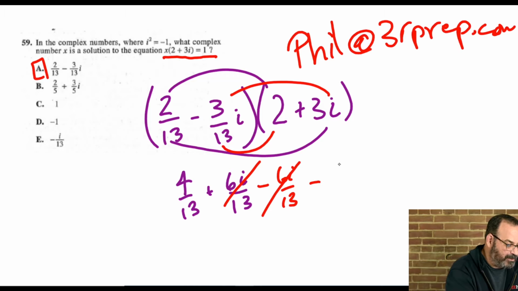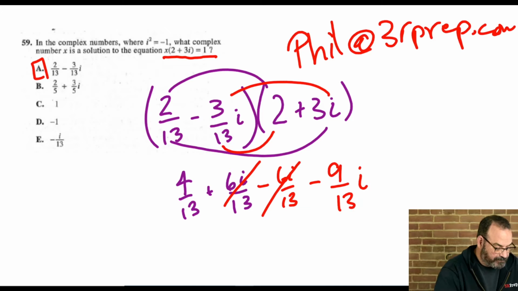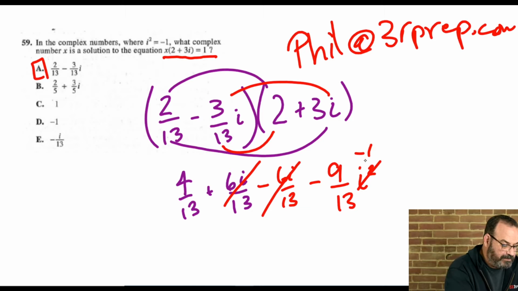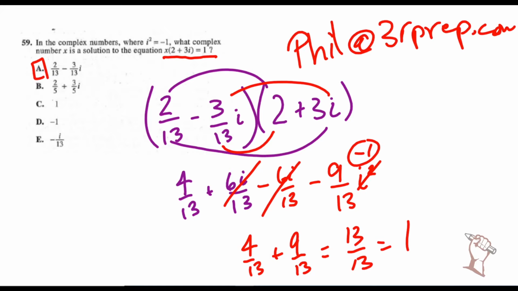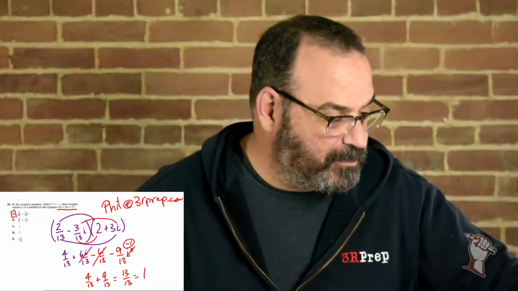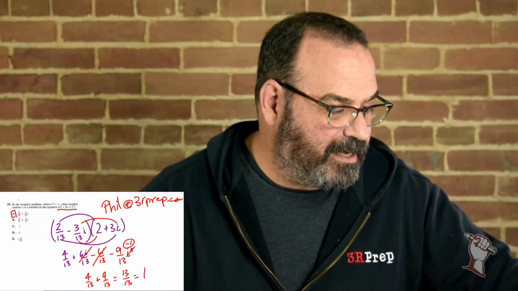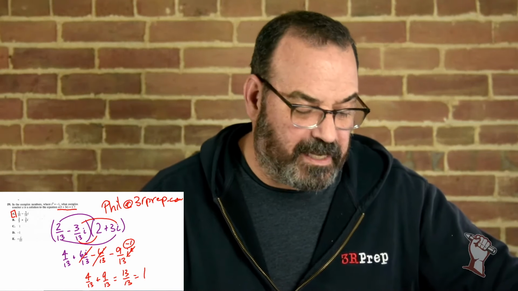All right, and lastly, the last of the FOIL that I did correctly today, which is -3 times 3, which is going to be -9 over 13 i squared. i squared is -1. -1 times -9 gives me 4 over 13 plus 9 over 13, which equals 13 over 13. And Gavin, that equals 1. The answer is A. It's a great problem. It's really a great complex number one. It was one of the hardest ones I've ever seen.